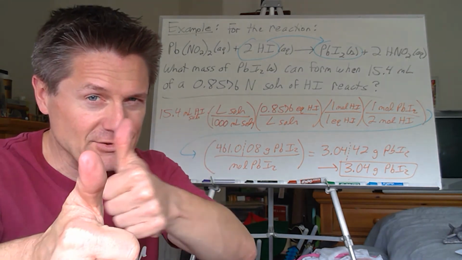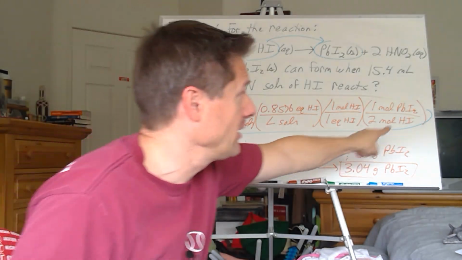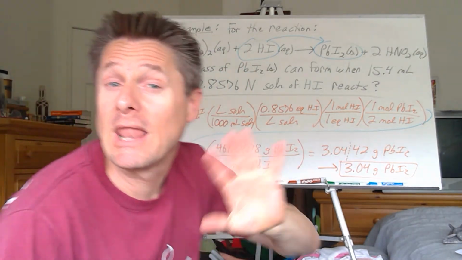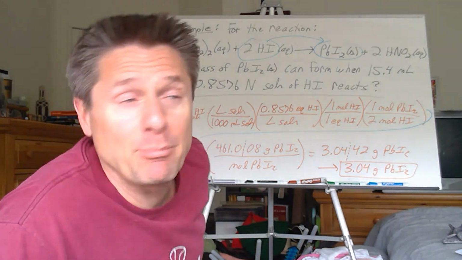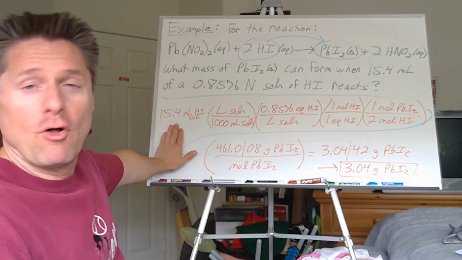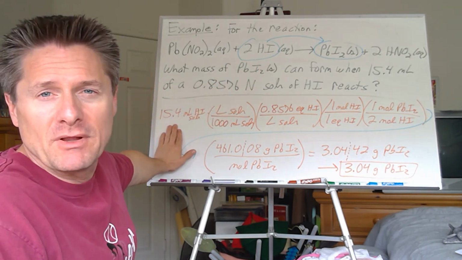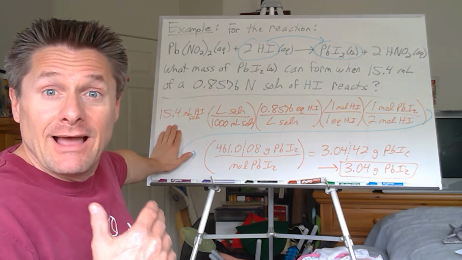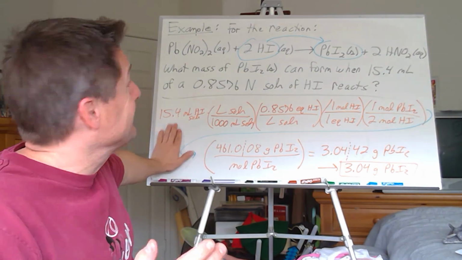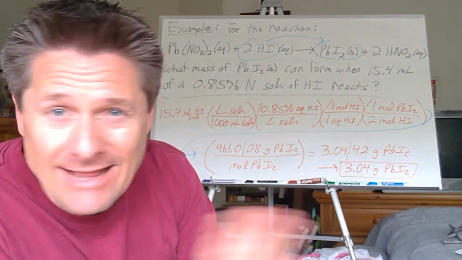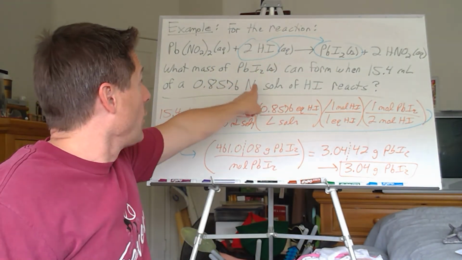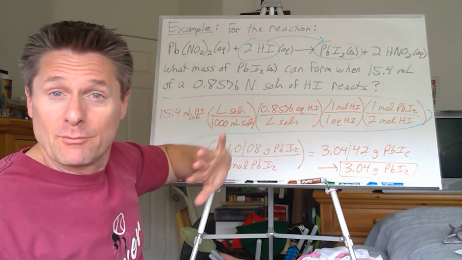How'd you do? I ran out of room again, so I had to continue down. But let's go through the steps of the game plan, right? Take the volume of our solution, the hydroiodic acid solution, 15.4 milliliters. Let's get out of solution into solute, because it's the solute that reacts, not the solution, right? So our concentration, that's how we get from solution to solute.